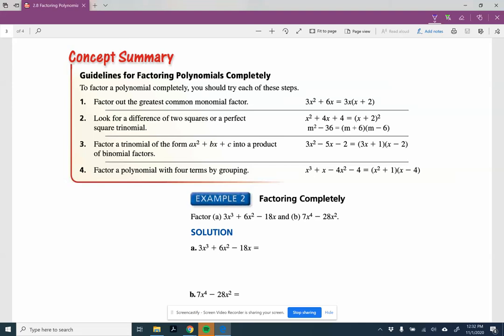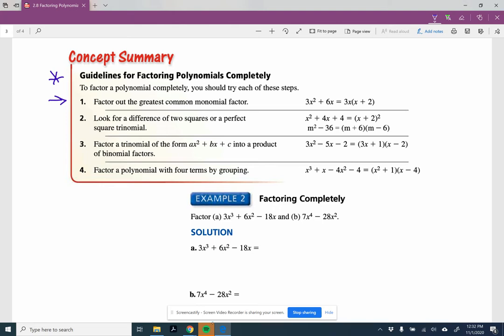All right, let's talk about factoring polynomials completely. So we're going to look at these guidelines for factoring completely. First step is, look for your greatest common monomial factor, find the GCF and factor it out.